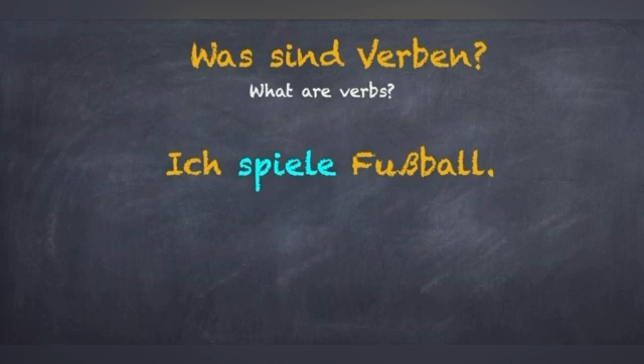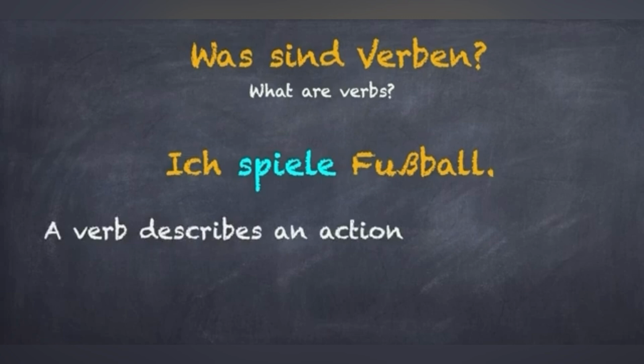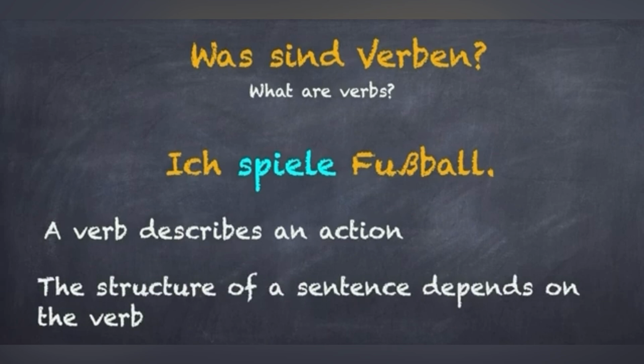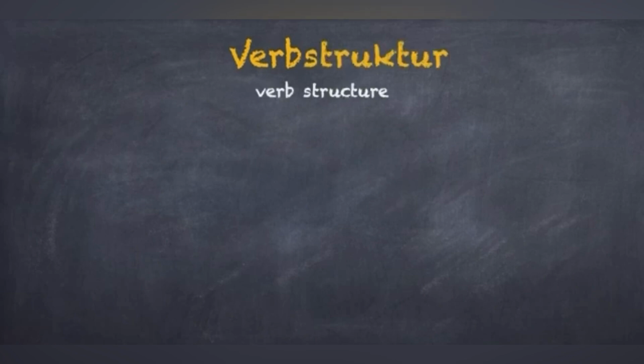Here's an example. Ich spiele Fußball. The verb here is spiele, that is, to play. I play football. As you can notice, the verb describes an action. The sentence structure depends on the verb. Let's see how that happens. Verbstruktur.